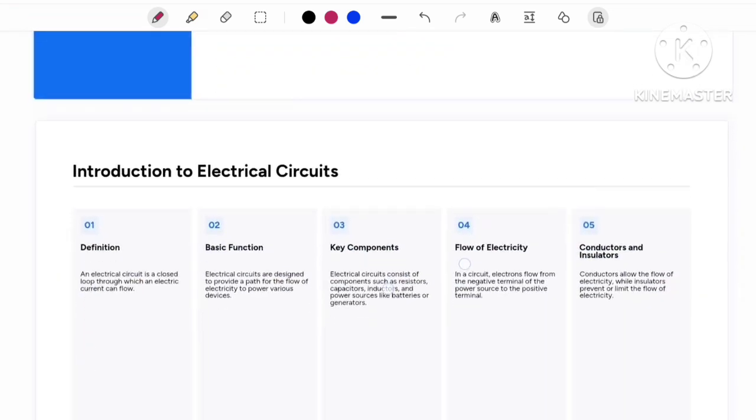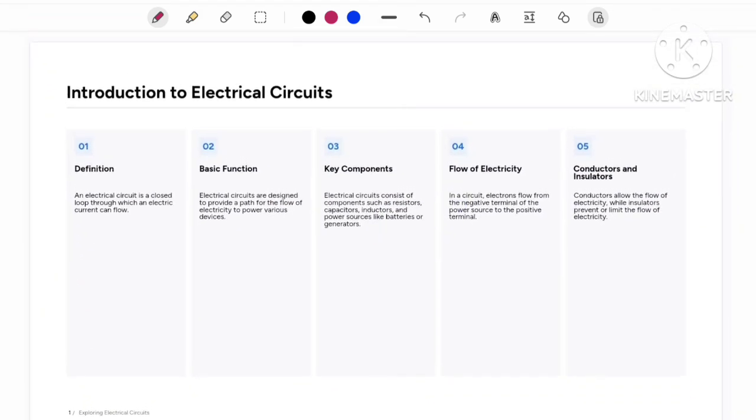The first one, introduction to electrical circuit. The definition of an electrical circuit: an electrical circuit is a closed loop through which an electric current can flow, right? It has a closed loop. The second one, basic function of electrical circuit. Electrical circuits are designed to provide a path for the flow of electricity to power various devices. What is the function? To provide a path for the flow of electricity to power various devices, right?